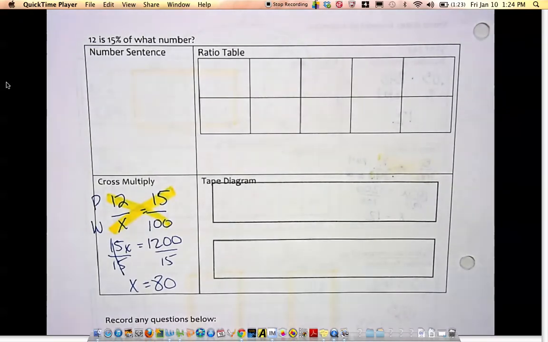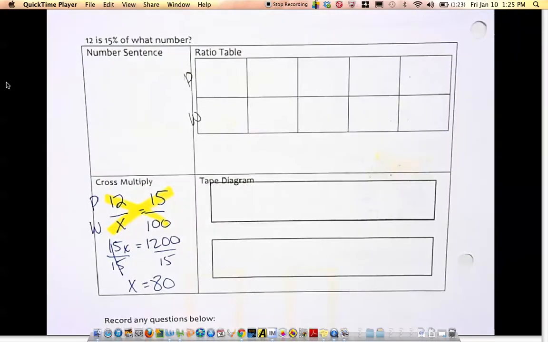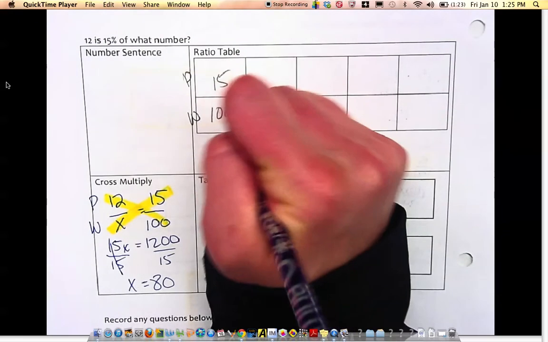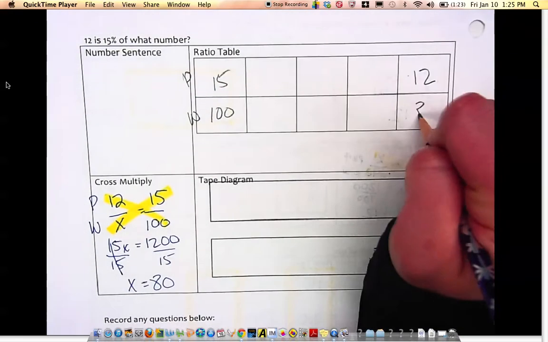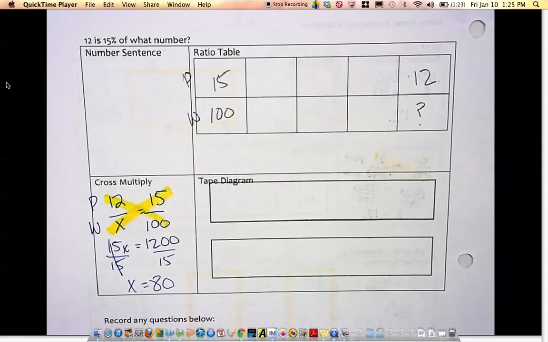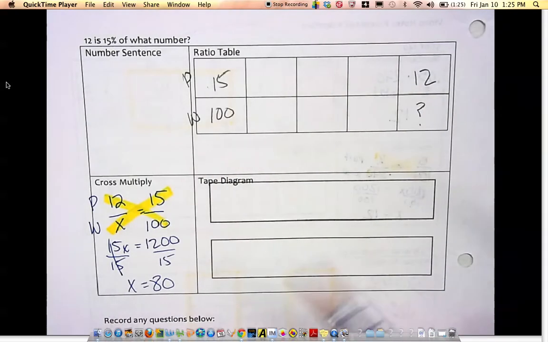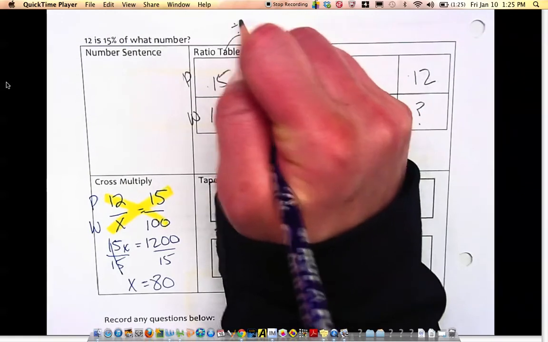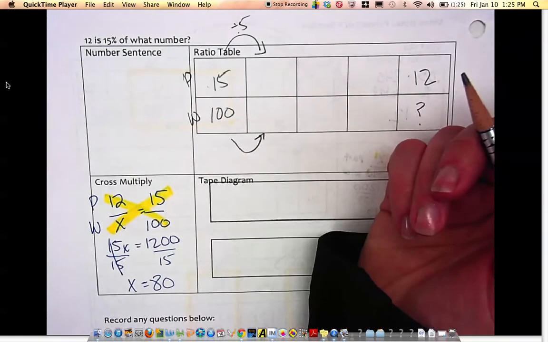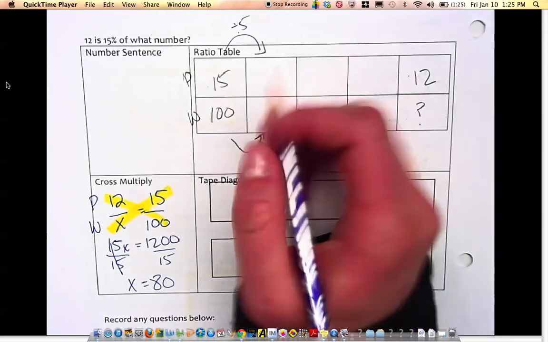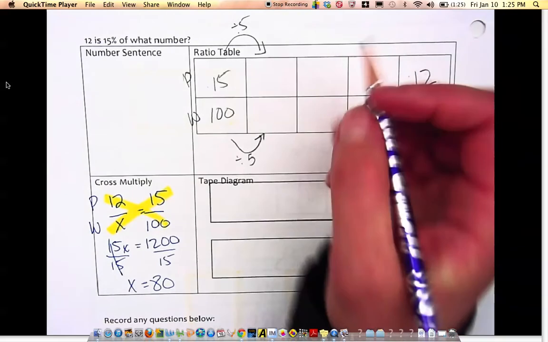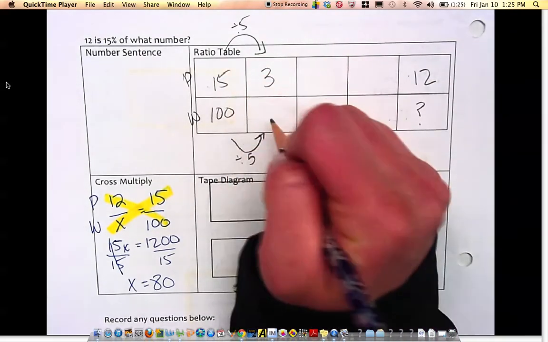All right, so now I want to go to my ratio table because that would be my second favorite for this particular problem. So I have my part here and my whole here. I know that we have 15 out of 100, and we have 12, and then we have something else. I don't know what it is. I'm trying to get from 15 to 12, so I think the most logical thing is going to be to divide by 5. Because with 15, I can only divide by 3 or 5, and 3 doesn't go into 100, at least not evenly. So I divide by 5, and 15 divided by 5 is 3. 100 divided by 5 is 20.